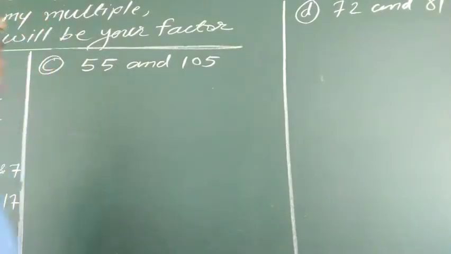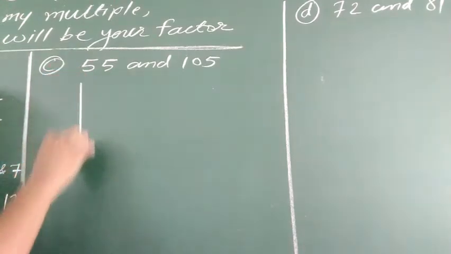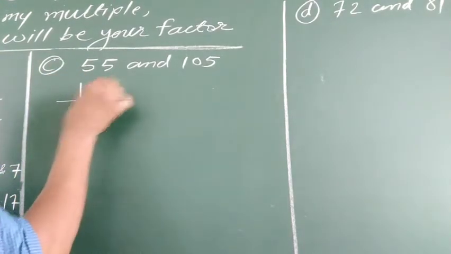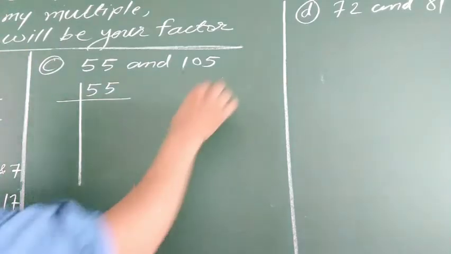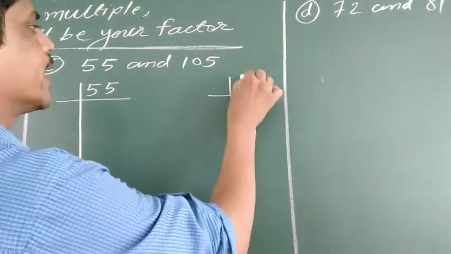Now next, see, it is 55 and 105. तो आइए 55 को पहले डिवाइड करते हैं बेटा, मैं यहाँ पर 55 and again 105.